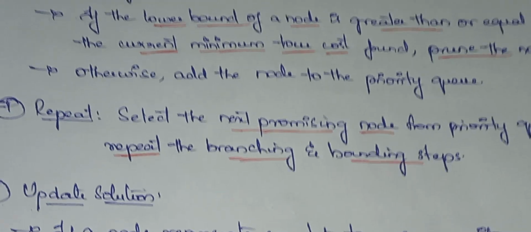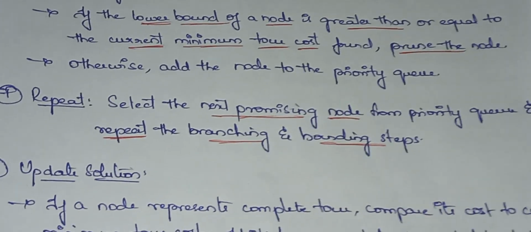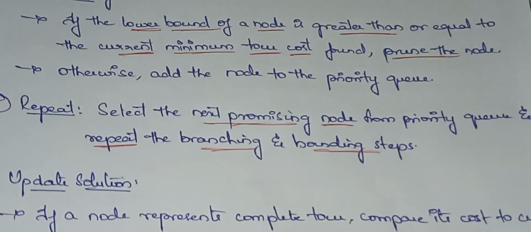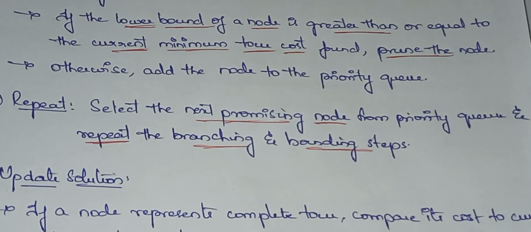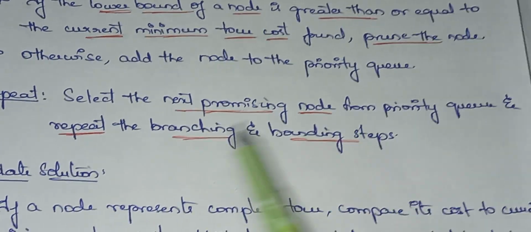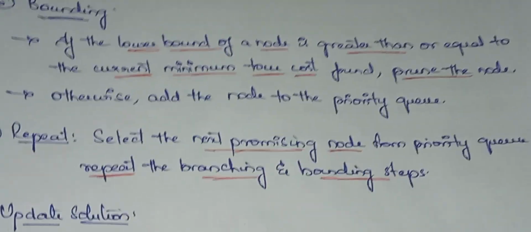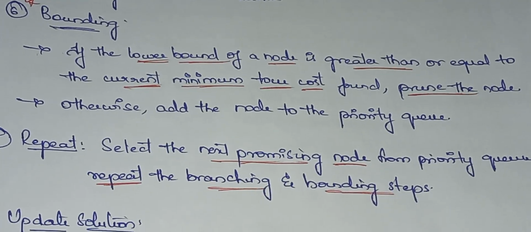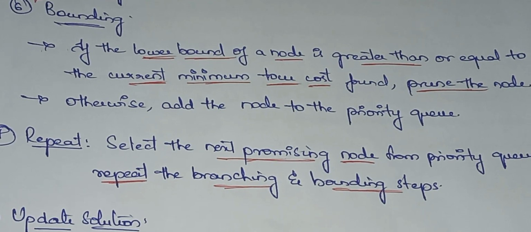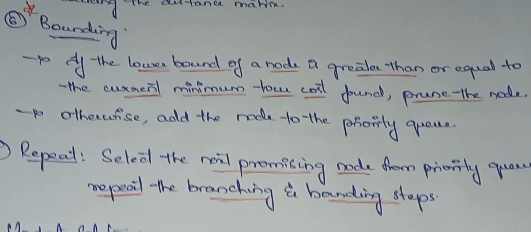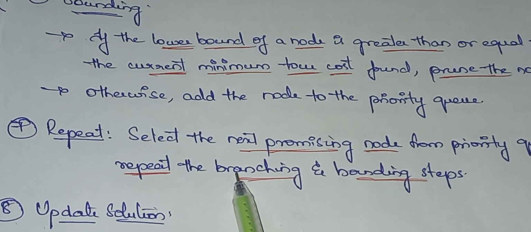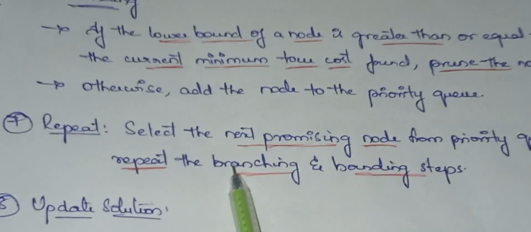Okay, next, moving on to the next step, which is nothing but repeat. You have to repeat these steps until a complete route is identified or a complete tour is built. So select the next promising node from the priority queue and repeat the branching and bounding steps. You have to include the nodes in the priority queue having the least lower bound, and if it is crossing the parent matrix cost, then you have to prune or delete it. So that is what the next step is. You have to repeat these steps until the condition is met.